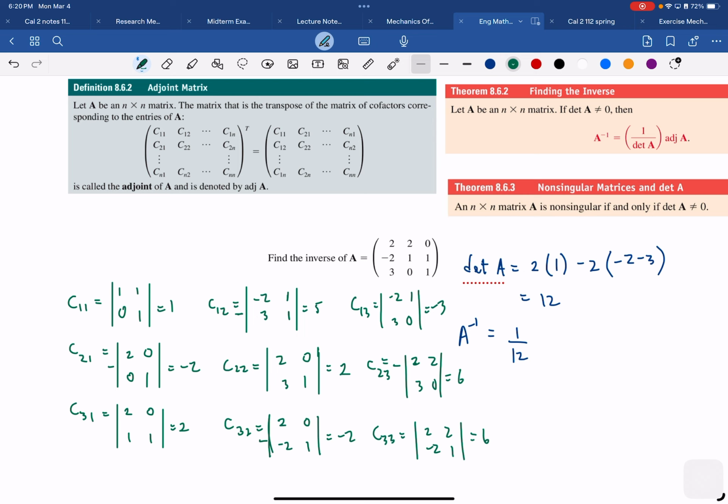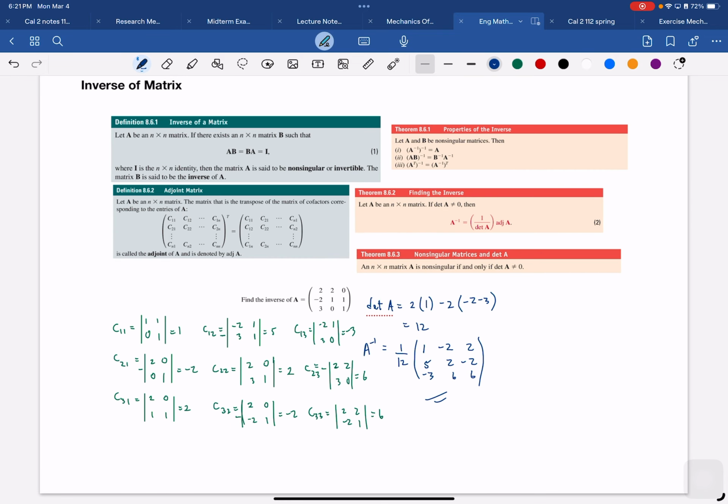And then we are going to arrange all these determinant results in transposed position. So 1 -2 2, 5 2 -2, -3 6 6, and then multiply, and that is our inverse. Okay, so I think I will continue later on this Friday.